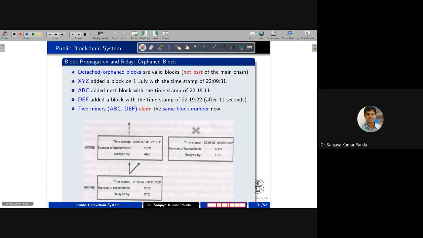Now, there is another important concept in the public blockchain system, called the orphaned block. This is a completely distributed system, so you are adding one block to the existing blocks. Sometimes multiple blocks are ready to be added. One of the blocks is going to be accepted, and the other blocks are called orphaned blocks. Let us see this with an example.